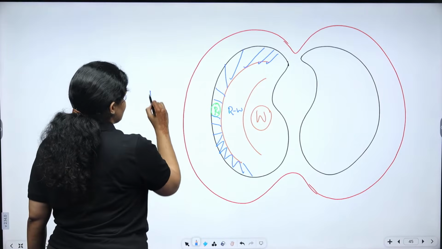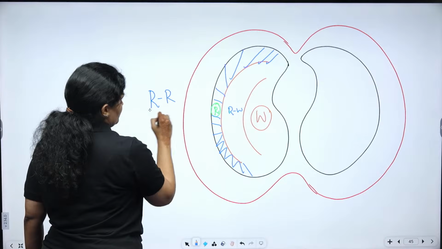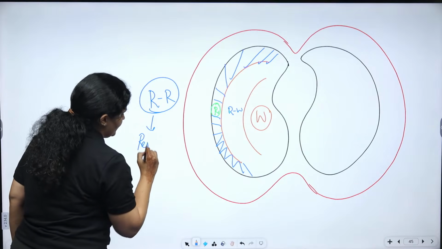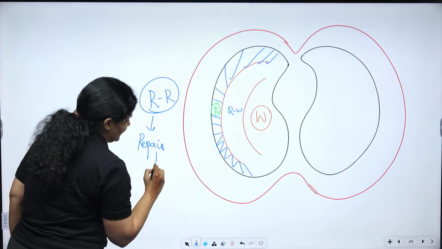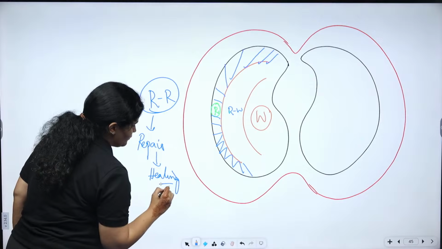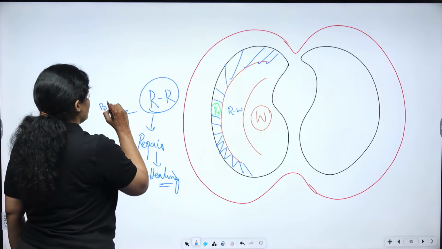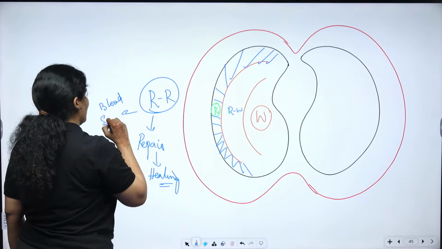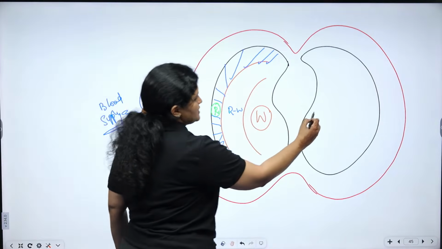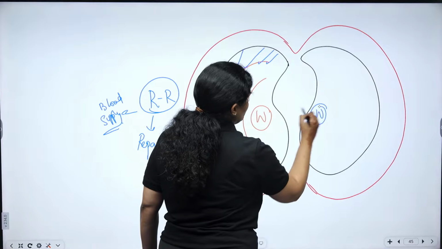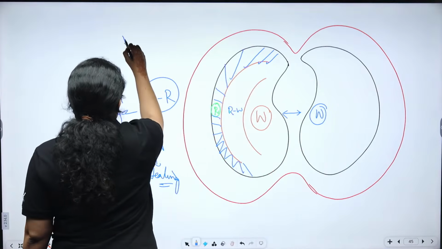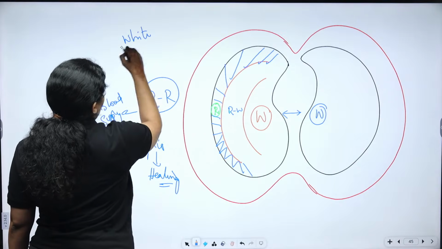So whenever there is a tear in this RR zone, that is the red zone, you repair it, right? Whenever you repair, it will heal. So there is a healing potential present in the red zone because of the blood supply. It is rich in blood supply, the outer aspect of the meniscus. But when you go to the inside, this is called the white zone.